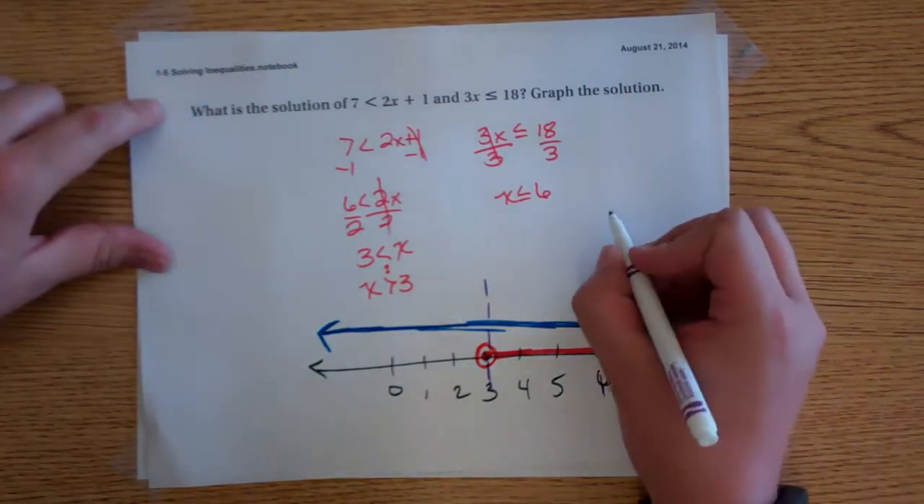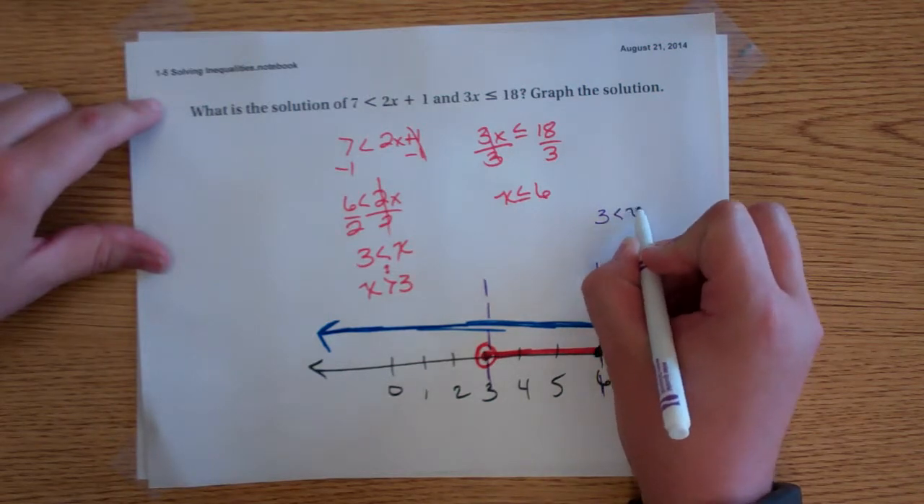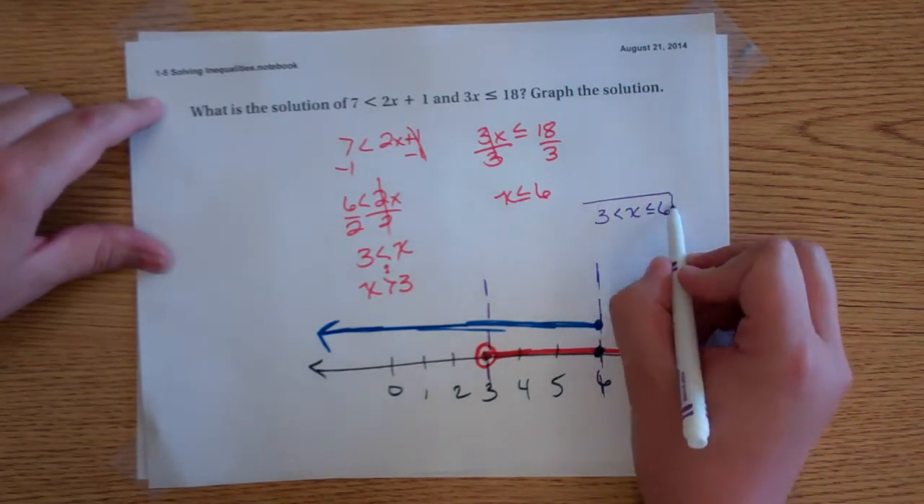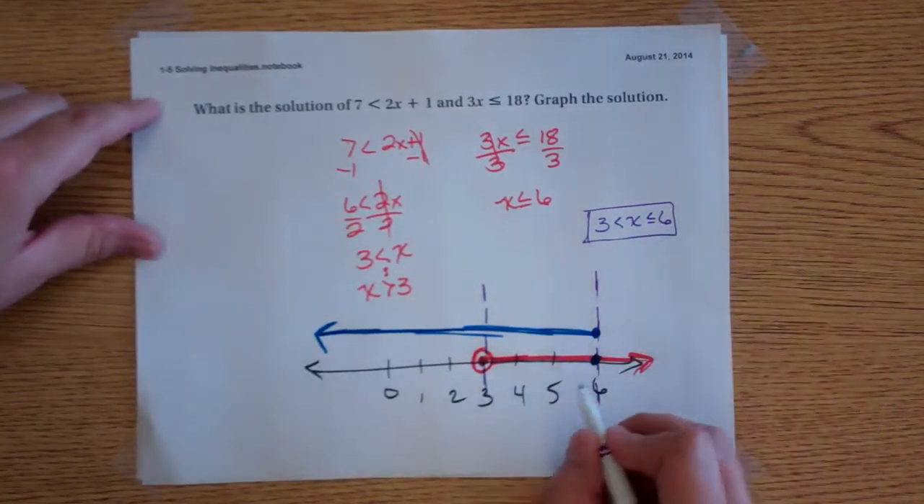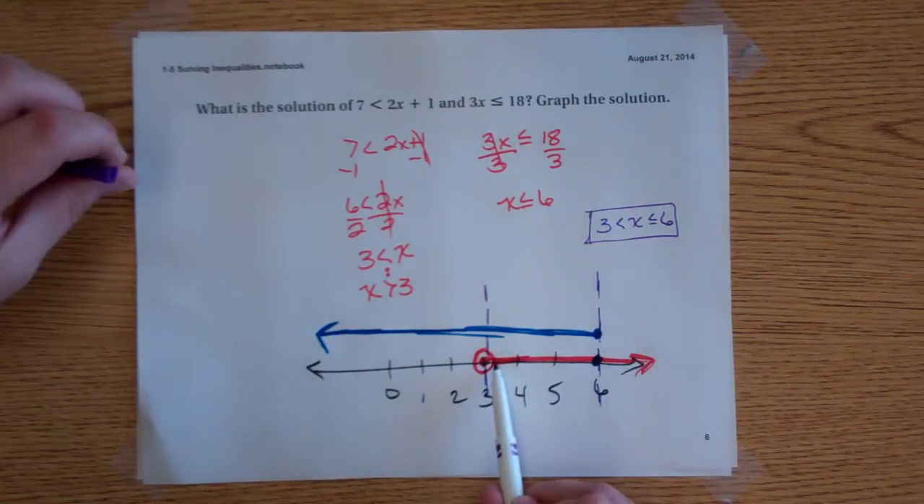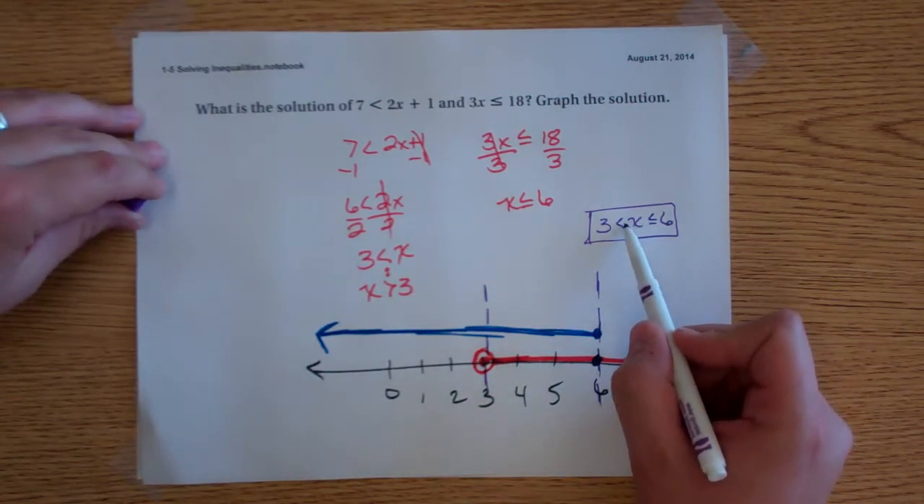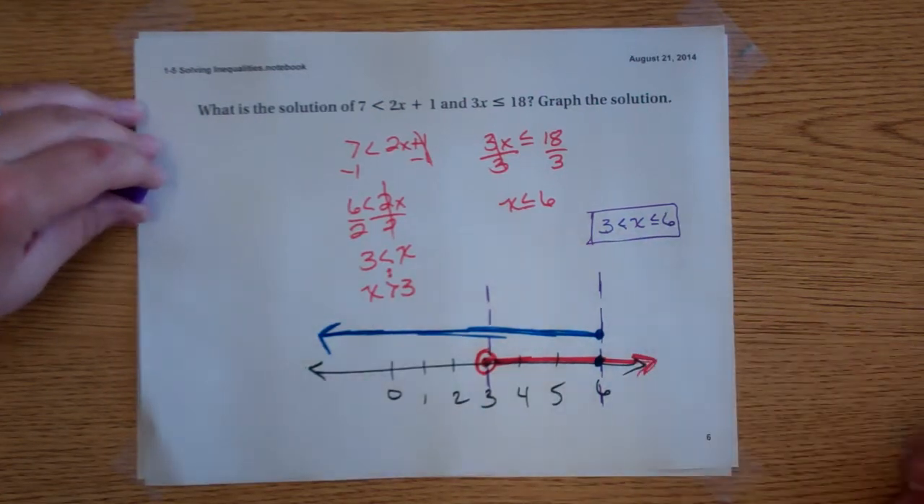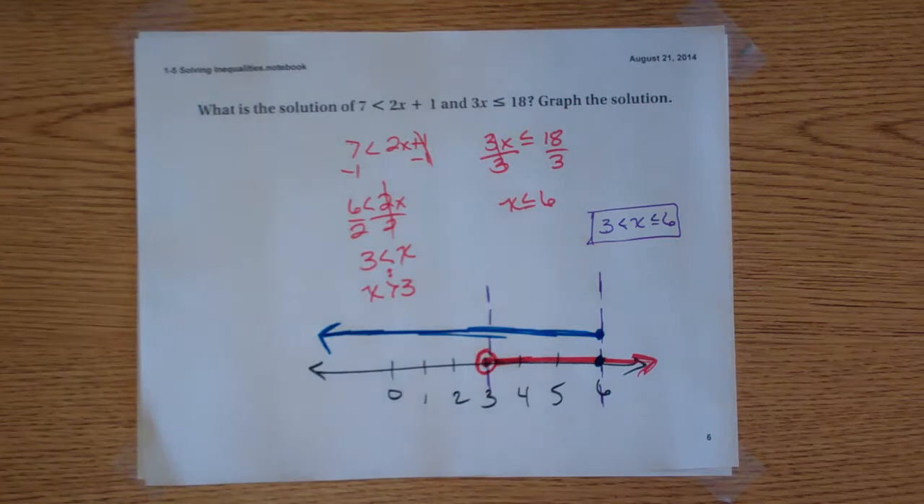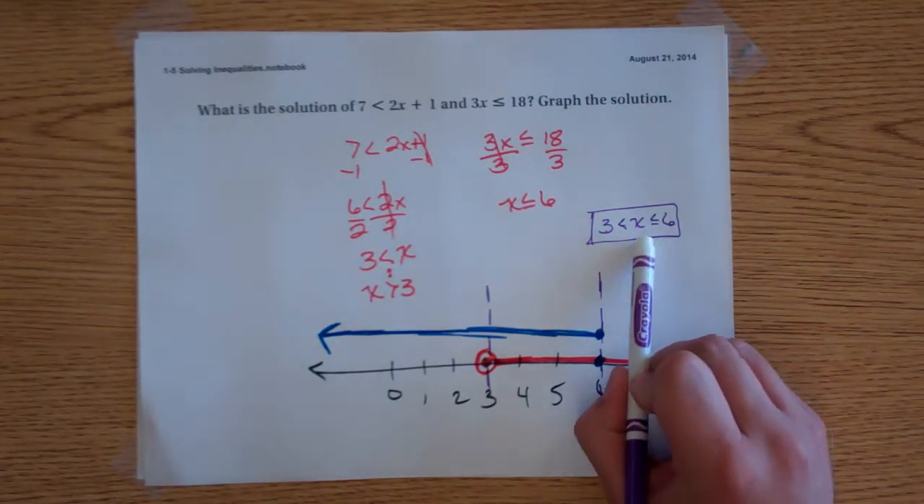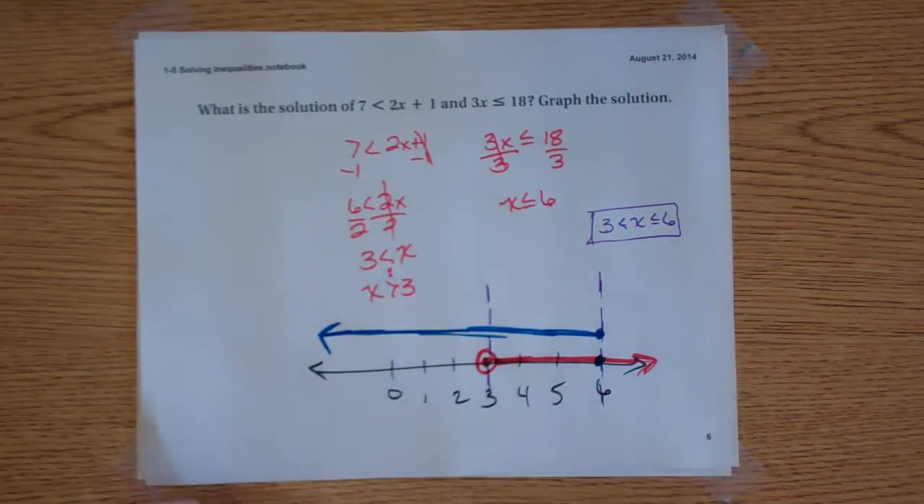And you can actually write this: 3 is less than x, which is less than or equal to 6. That would be how you write this, because x has to be greater than 3, but less than or equal to 6. So for solving compound inequalities, you basically solve them individually, graph them, and then figure out where they overlap. If they don't overlap, then of course you can't write it like this. You just have to leave it in these two forms.